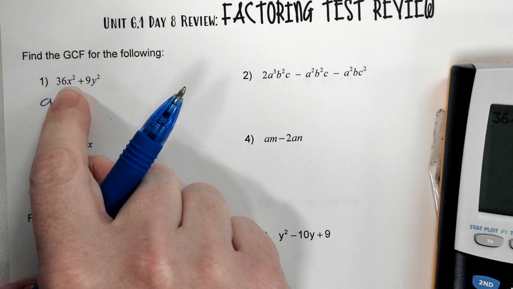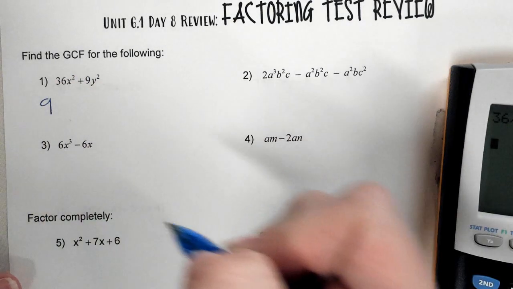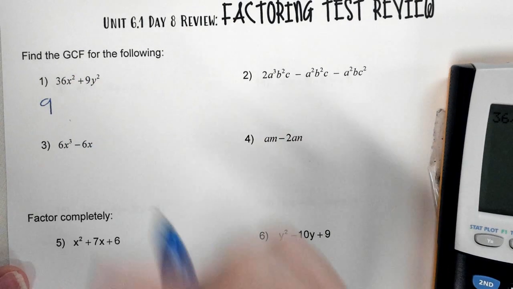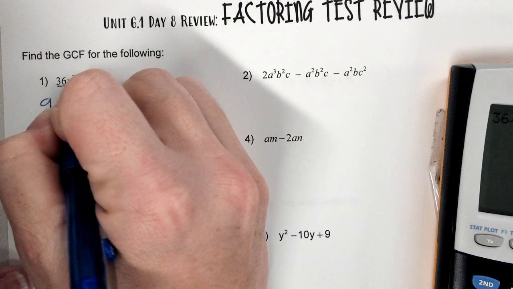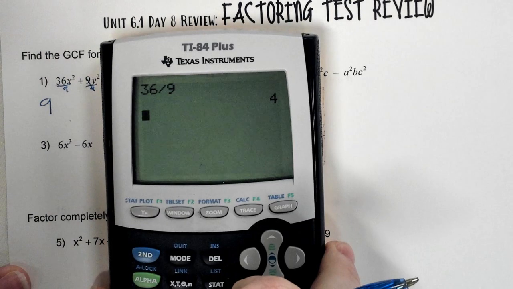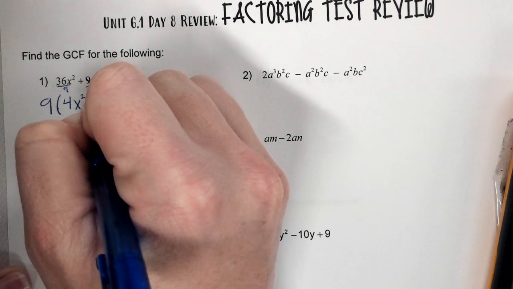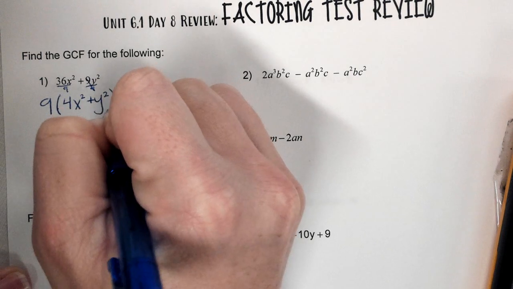Now, this has an X, this has a Y. Yes, they're both squared, but they're different letters, so those are not GCFs. Therefore, 9 is my GCF. And when I take 9 out, 36 divided by 9, we just did, it gave us 4. So we're left with 4x squared plus y squared.